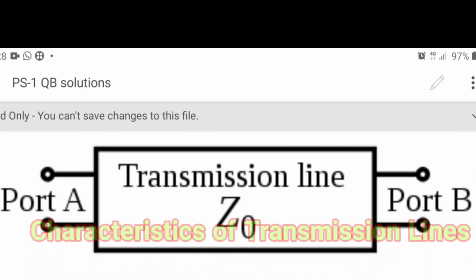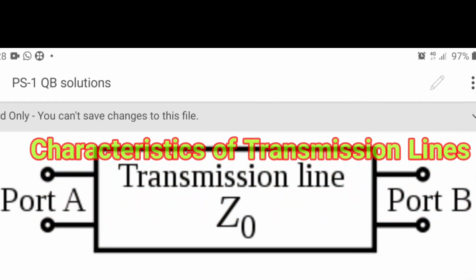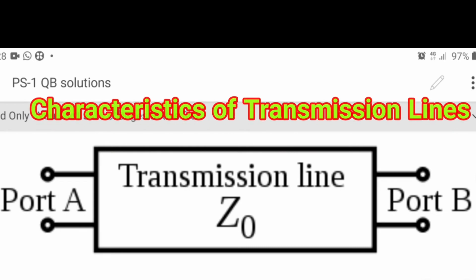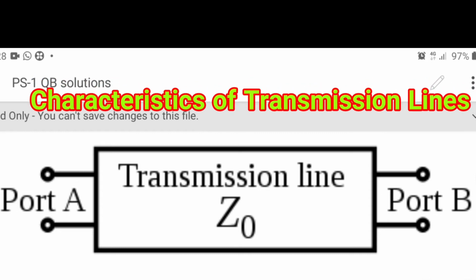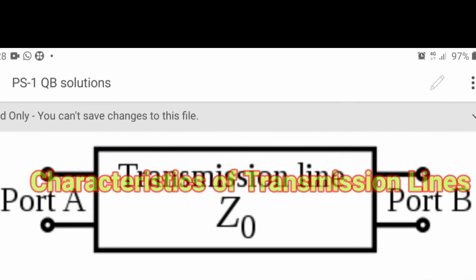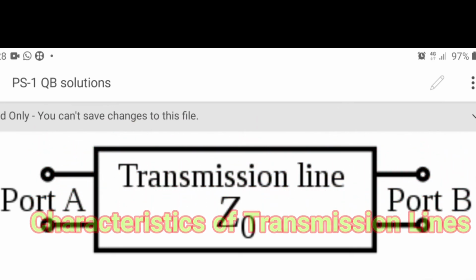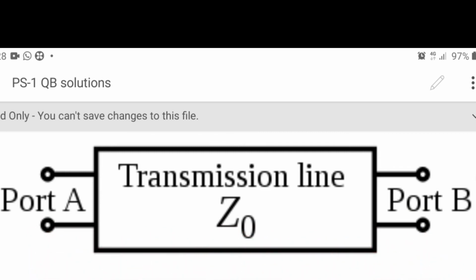When sending power down a transmission line, it is usually desirable that as much power as possible will be absorbed by the load and as little as possible will be reflected back to the source.